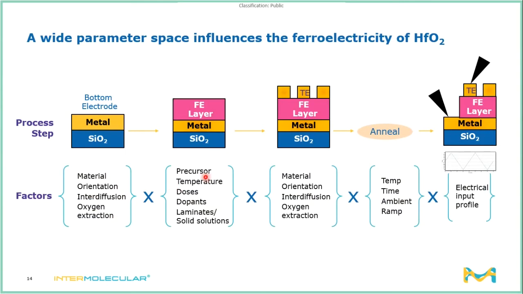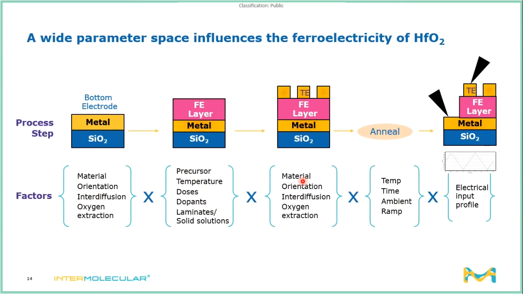The ferroelectric layer itself, you can make it through different processes and using different materials deposited at certain temperatures. You can change the times at which you're dosing the precursor and the reactant. You can introduce dopants, you can introduce alloys, or you can make nanolaminates. And then you can repeat everything that you did on the bottom electrode on the top electrode as well.